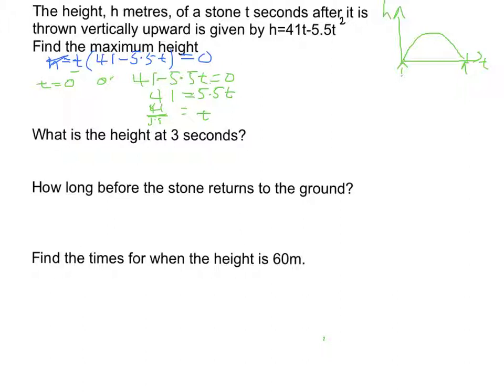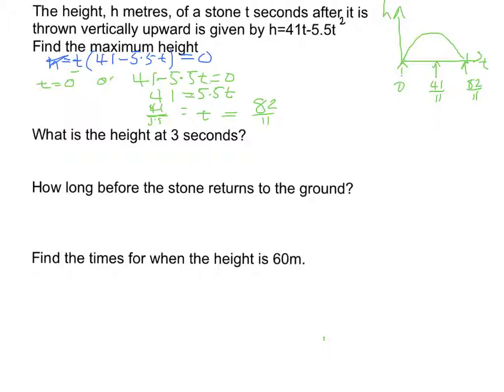And 41 over 5.5 is also equal to 82 over 11 as a fraction. So we know that there's going to be a 0 intercept here, and the other one is going to be at 82 over 11. And that will tell us that our maximum will occur halfway. So 82 over 11, halfway point to that will be 41 over 11, just half the top number. So when t is equal to 41 over 11, that's when we're going to find our maximum height.